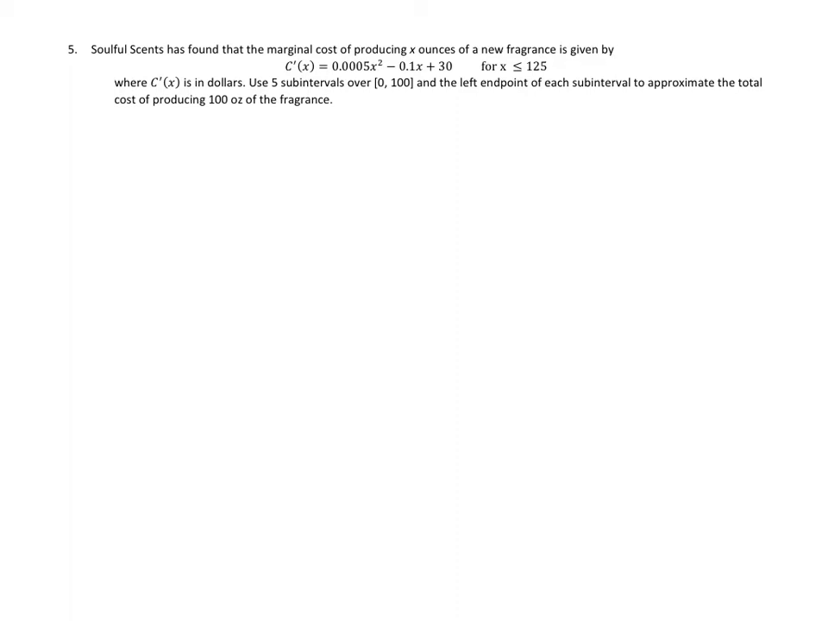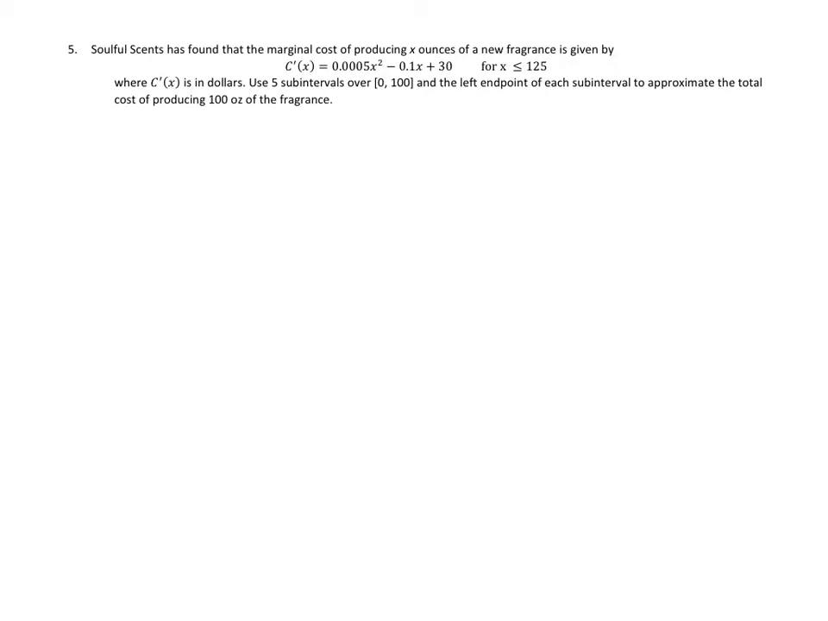Soulful Scents has found that the marginal cost of producing x ounces of a new fragrance is given by C prime of x equals 0.0005x² minus 0.1x plus 30 for x less than or equal to 125, where C prime of x is in dollars. Use 5 subintervals over the interval 0 to 100 and the left endpoint of each subinterval to approximate the total cost of producing 100 ounces of the fragrance.